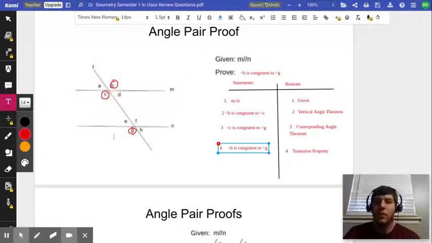Again, B and G are alternate exterior angles. And essentially what we're trying to do here is prove the alternate exterior angle theorem. So we can't use the alternate exterior angle theorem to prove that it's true, right? You can't assume something's true in order to prove that it's true. You have to use other things to show that it's true. So here we're going to use vertical and then corresponding and then the transitive property.